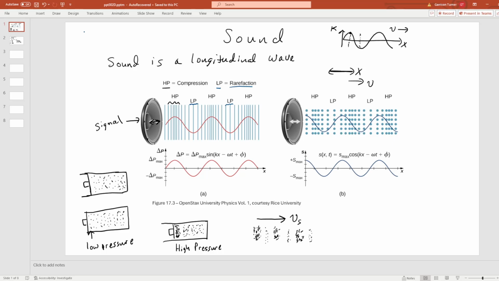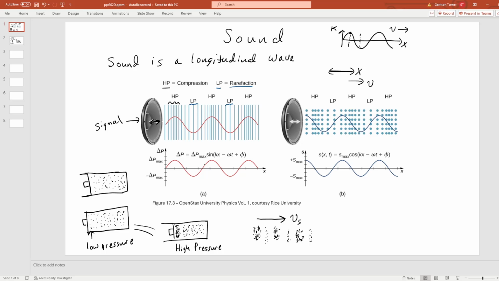Now, there's an alternative way of looking at this. Instead of looking at the pressure, you can look at the actual displacement of individual air molecules. And because this is now displacement, we give this the symbol S. But you'll notice, if you think about these two diagrams, your regions of low pressure and your high pressure occur before your molecules actually start moving.